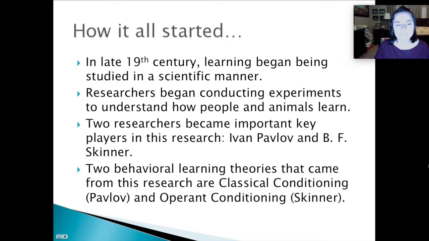How it all started. In the late 19th century, learning began being studied in a scientific manner. Researchers started conducting experiments on people and animals on how their behavior changed according to their circumstances. Two of the researchers that became important key players in this research were Ivan Pavlov and B.F. Skinner. The behavioral learning theories that came from their research were called classical conditioning for Pavlov and operant conditioning for B.F. Skinner.